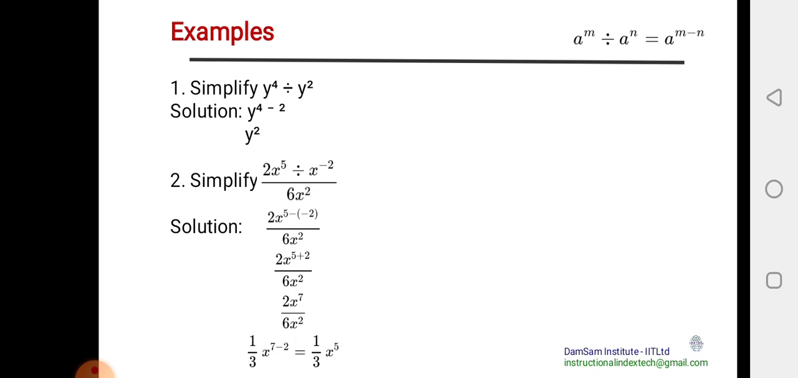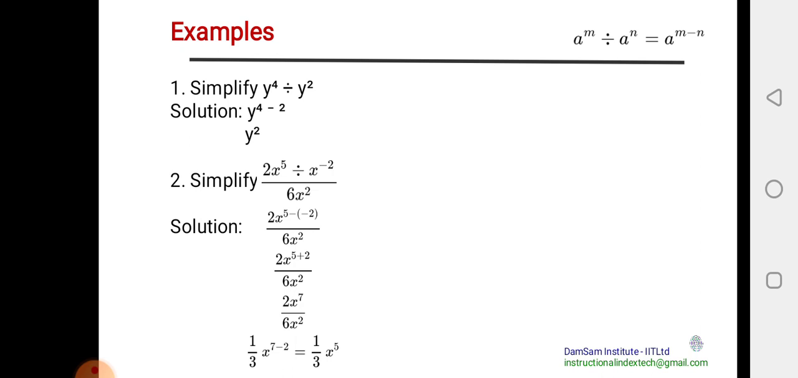So we're going to have 2 over 6 become 1 over 3. Then x raised to power 7 divided by x raised to power 2 becomes x raised to power 7 minus 2. Division changes to negative sign at the power.